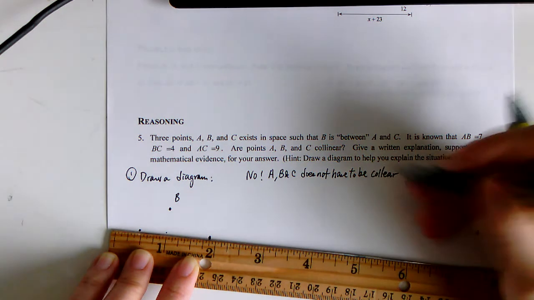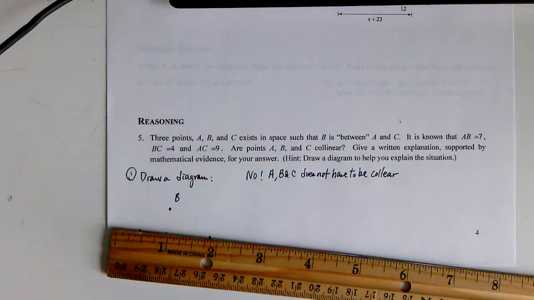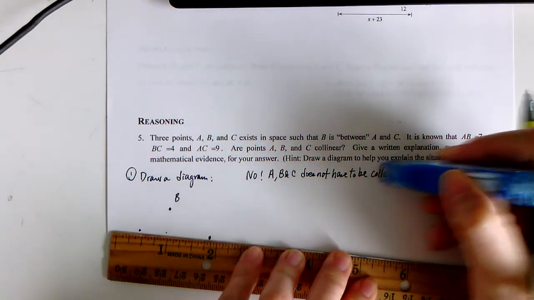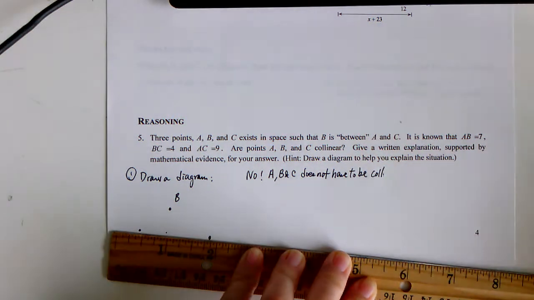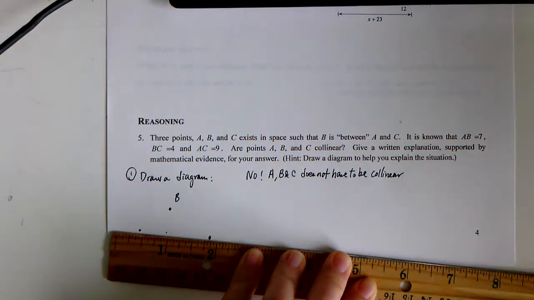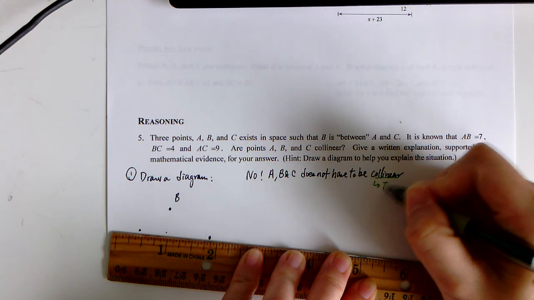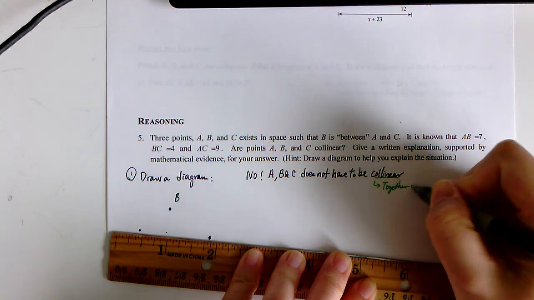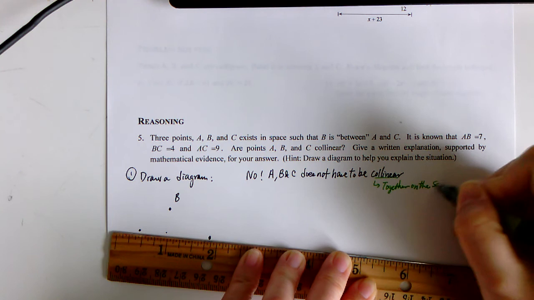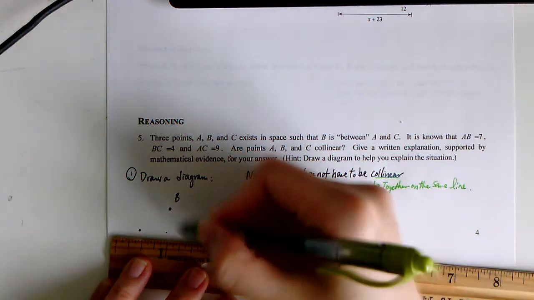oops, I wrote too fast and misspelled. Very quickly, let's correct that. Collinear. Now, this word basically means together on the same line. So obviously that's not the situation.